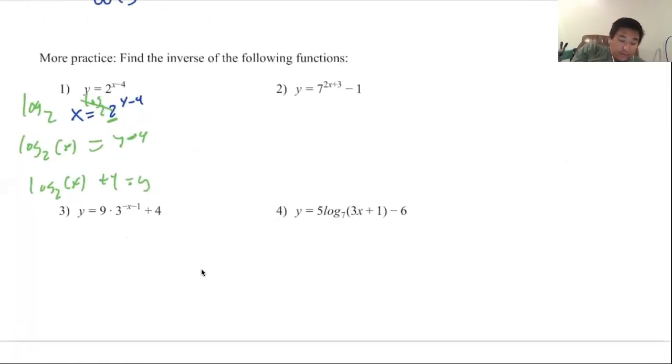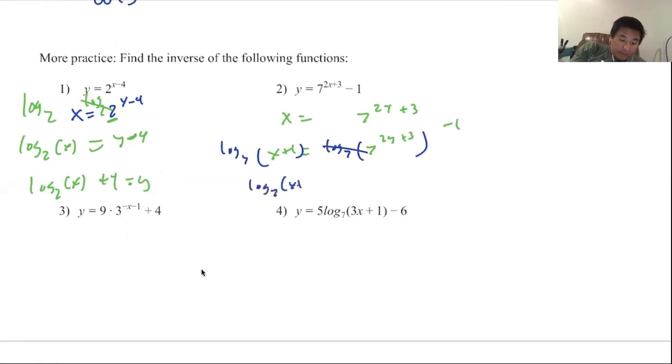I'm going to switch these. x equals 7 to y plus 3 minus 1. First I have to add 1. Log base 7. Log base 7's cancel. So log base 7 of x plus 1 equals 2y plus 3. I'm going to subtract 3 and then divide by 2.